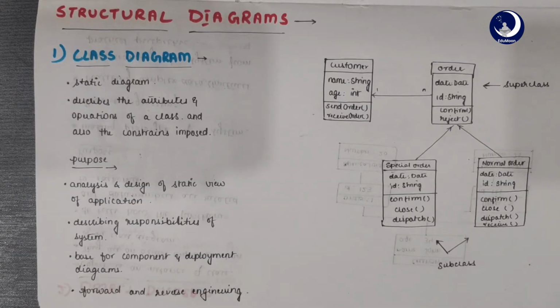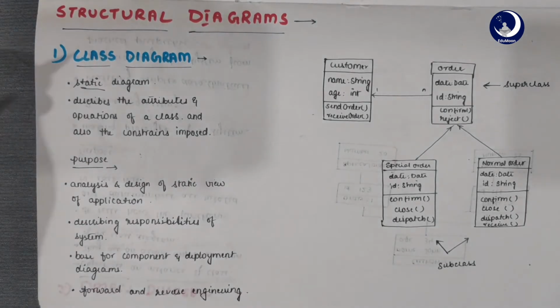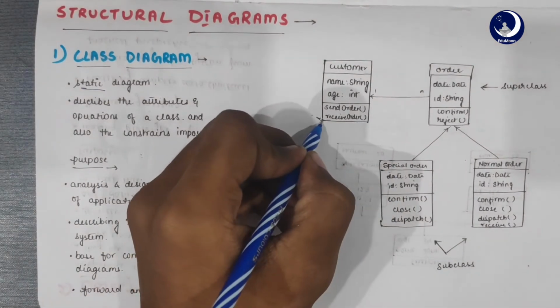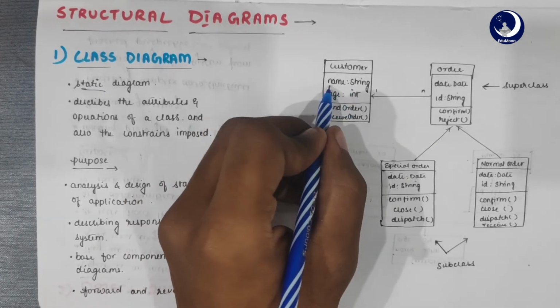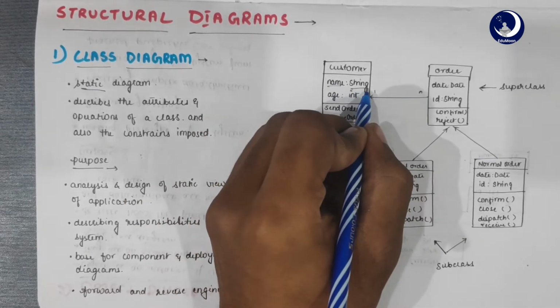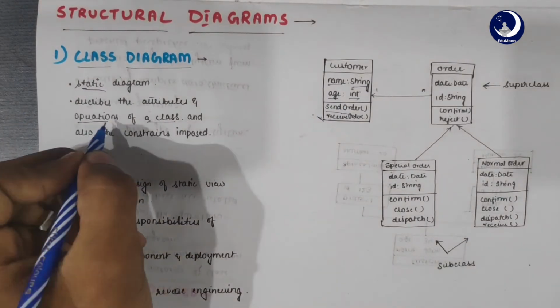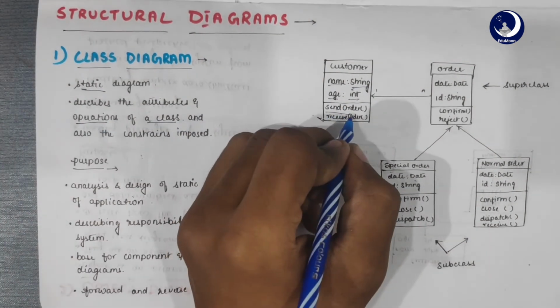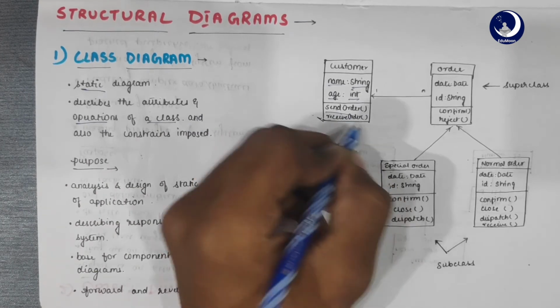The fundamental UML diagram of structural diagrams is the class diagram. A class diagram is static in nature. It describes the attributes and operations of a class and also the constraints imposed in the class. For example, let's consider a class of customer. The constraints imposed are the name of the customer should be in a string format and also the age should be an integer. The operations of the customer class is to send order, that is to place an order, and also to receive the order which he placed.